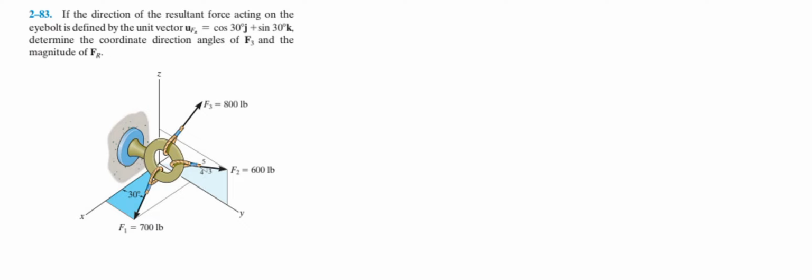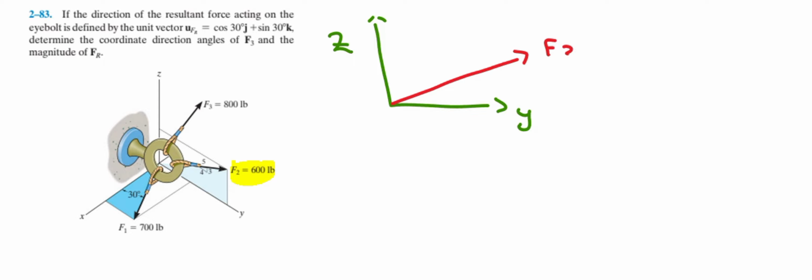Now, our first step is to resolve the particular forces into its particular components. Let's talk about the F2 force. The F2 force is lying in the YZ plane, this is the Y axis and this is the Z axis. This is our F2 force, which has the magnitude of 600 and the triangle given to us, that is 5, 3 and 4.